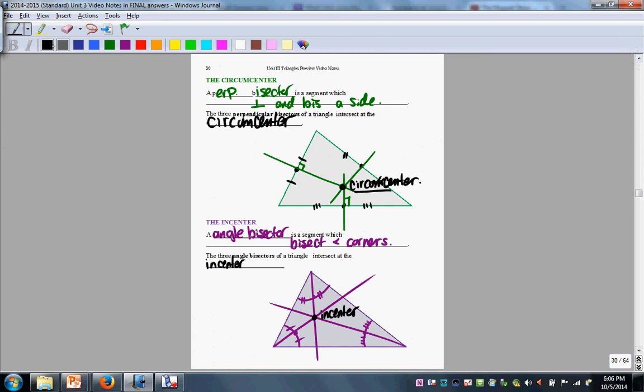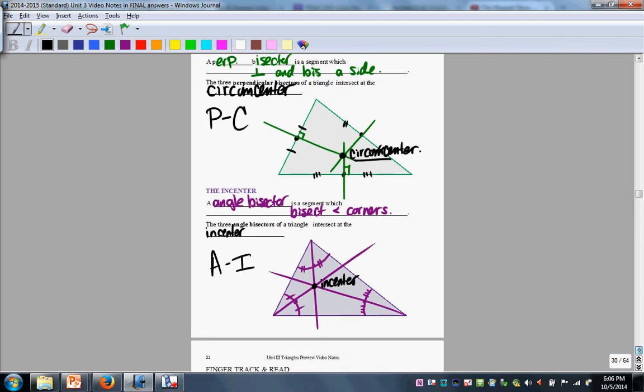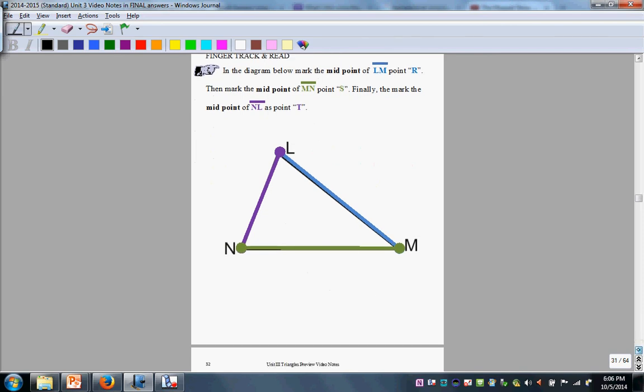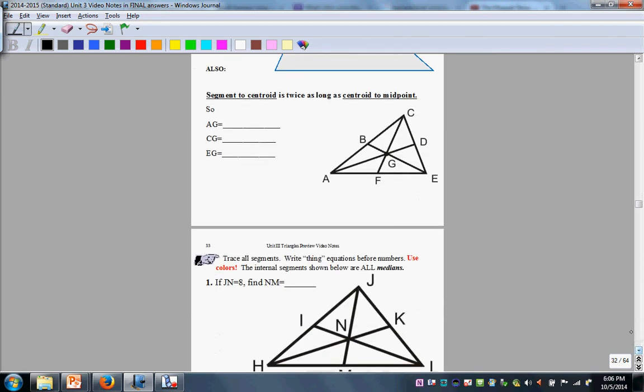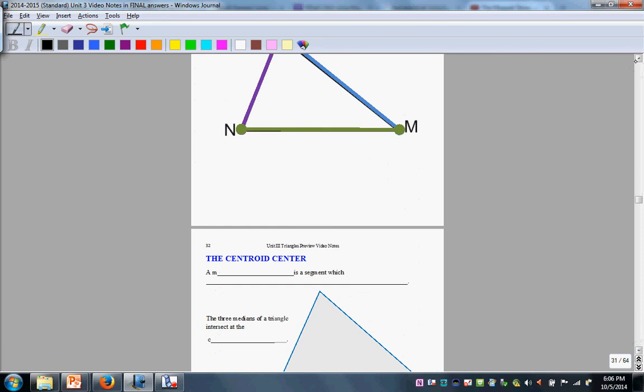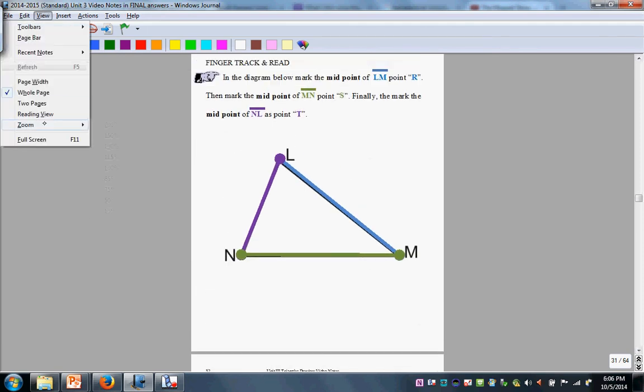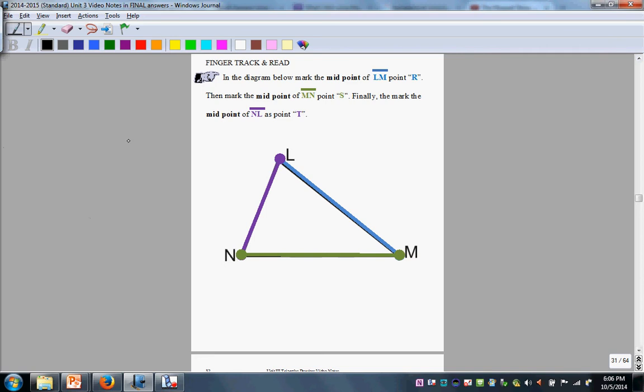The way I remember this one, the circumcenter goes with the perpendicular bisectors. I think perpendicular bisectors, circumcenter, PC, like computers. The angle bisectors go with the in-center, AI, like artificial intelligence. And we're going to focus on one, specifically the centroid.